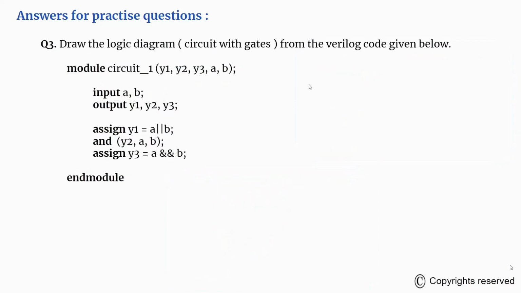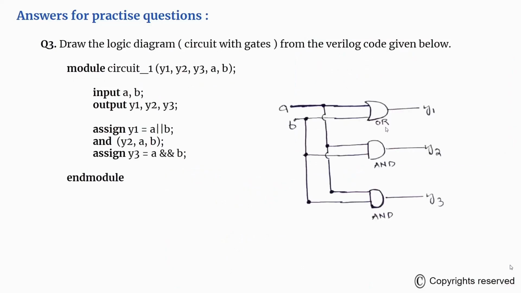In the third question, you are asked to draw a logic diagram from the Verilog code. Y1 is OR of A comma B. Y2 is AND of A comma B. Y3 is AND of A comma B.